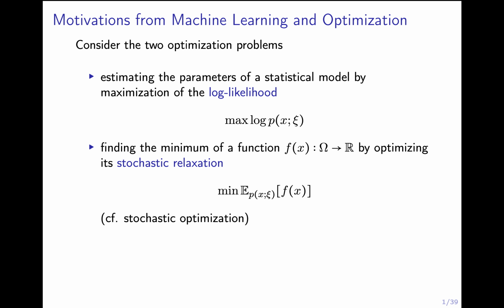Okay, let me give you two motivations from machine learning and optimization so that we can define some terminology and make sure that we are on the same page. Let's consider two different problems. The first one, coming from statistics, is the maximization of the likelihood. So we are maximizing a function which is defined over the parameters of a set of probability distributions given some observations, and so it is a function of parameters. And the second one is the optimization of a function defined over a sample space, and it is a stochastic relaxation, which means the optimization of the expected value of the function with respect to some probability distribution in a statistical model.